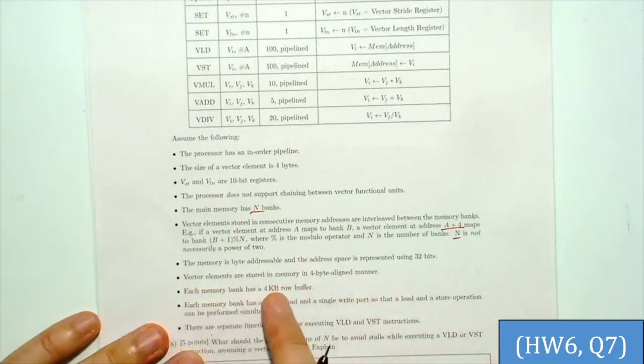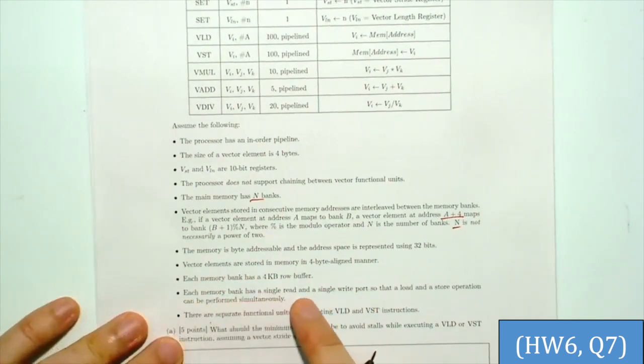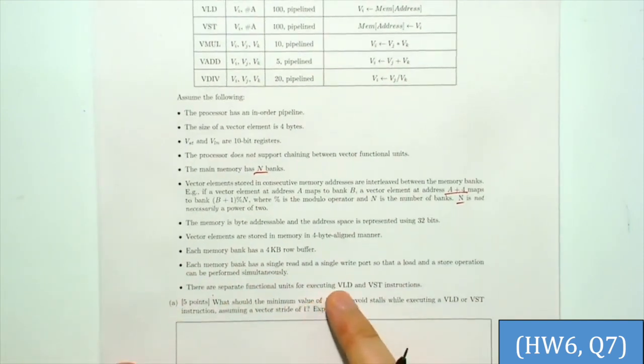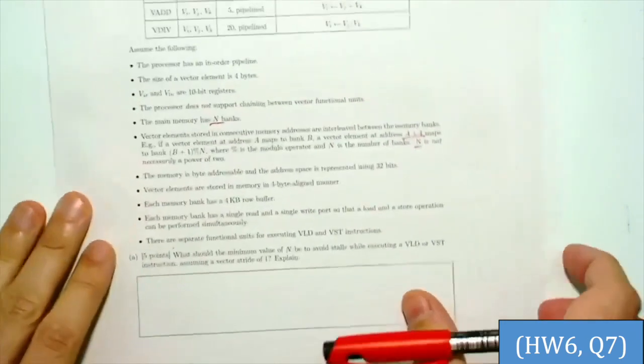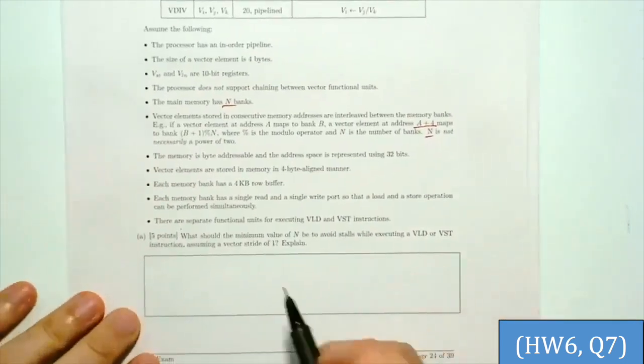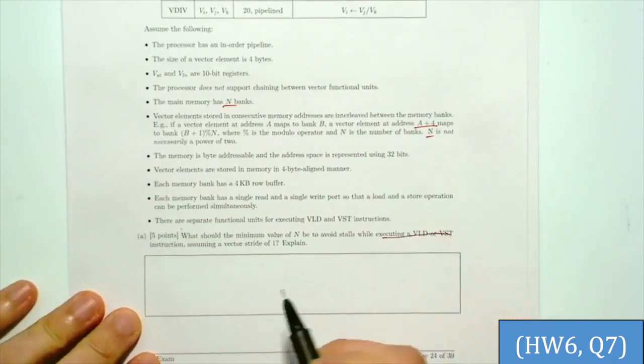Each memory bank has a 4K row buffer. I think this information is not required for this exercise. Each memory bank has a single read and single write port, so that a load and store operation can be performed simultaneously, and there are separate functional units for executing loads and stores. So what should be the minimum value of n to avoid stalls while executing loads and stores, assuming a vector stride of 1?